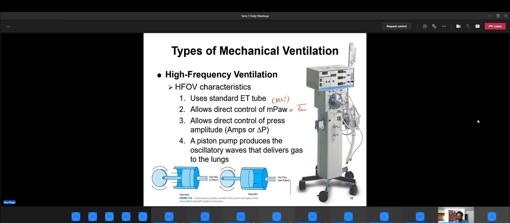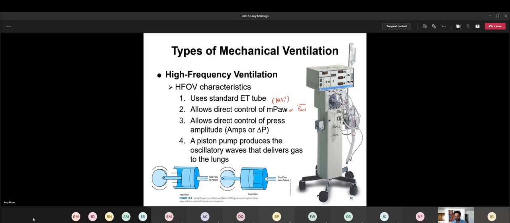Now, your delta P on this machine is going to be controlled by what's called the amps or amplitude. That's kind of like your tidal volume, but we know that this is not volume control. You're not setting a tidal volume, but similar to pressure control, if you're increasing your pressure, you should get more volume, and vice versa. If you're decreasing your pressure, you should get less volume. We're not really going to be able to measure those volumes, but we do know that a higher amplitude would mean more volume underneath the curve, and vice versa.